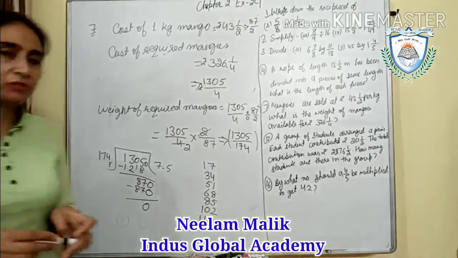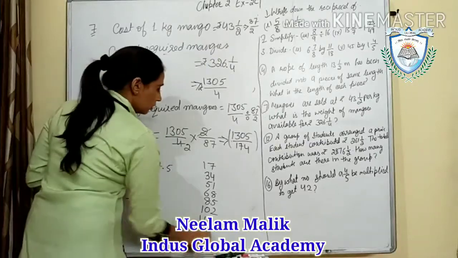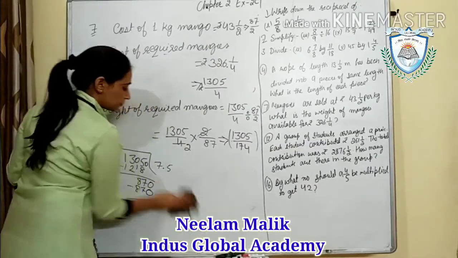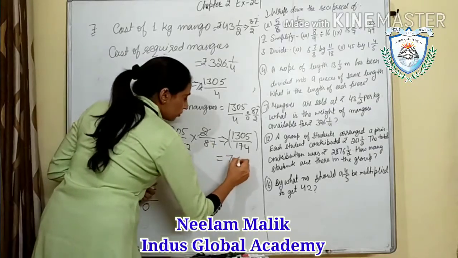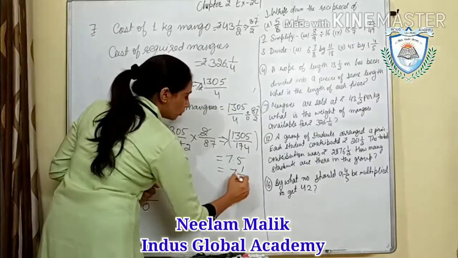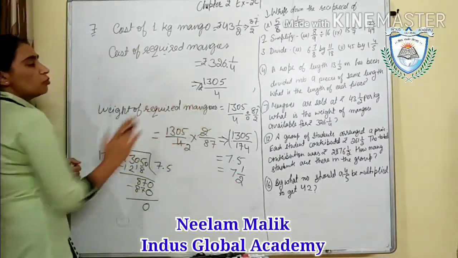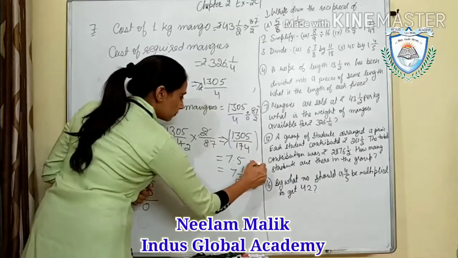What is 7.5? 7.5 means 7 and a half. 7 and a half. So what is our answer here? Our answer is 7.5, or we can say 7 whole 1 upon 2. We have to give our answer in kilograms. So this answer is in kilograms.